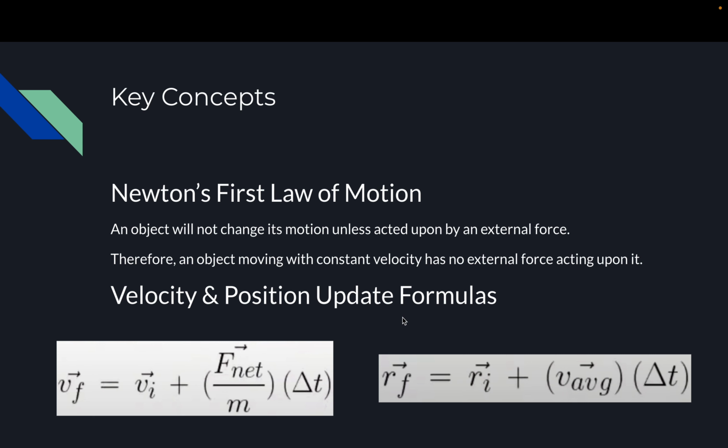So with that in mind, if we take a look at our velocity and position update formulas, in the velocity update formula, V final is going to equal V initial because our net force is going to be 0 in this instance of perpetual motion. And our position is going to update incrementally because our velocity is going to stay even the entire time.